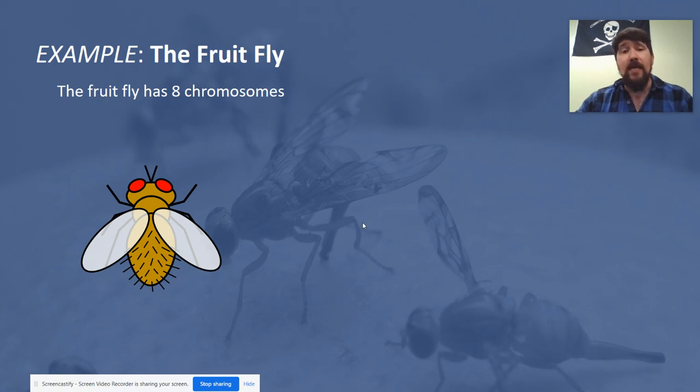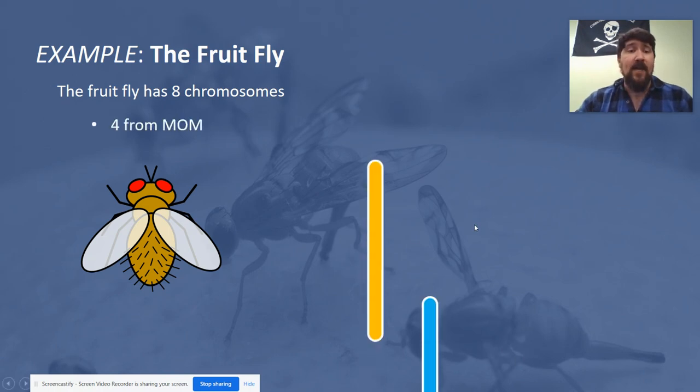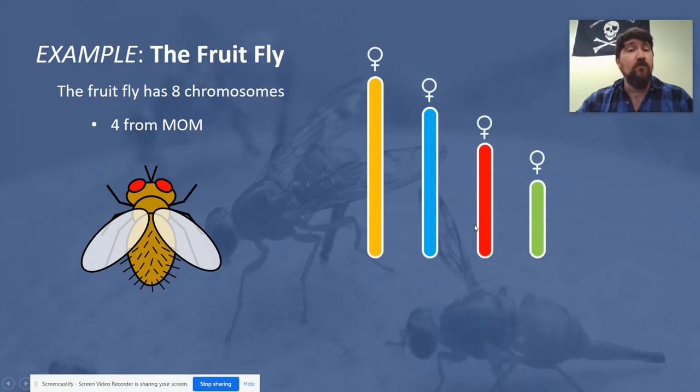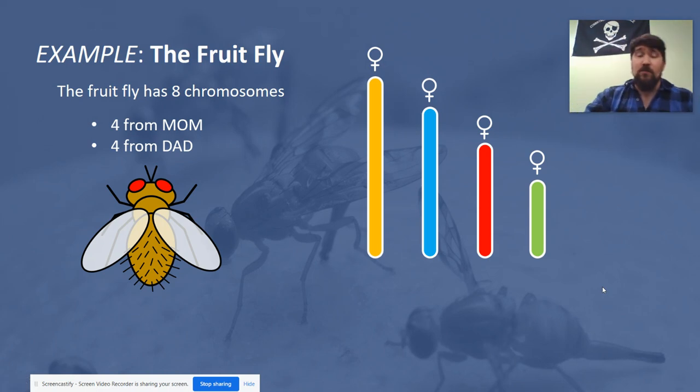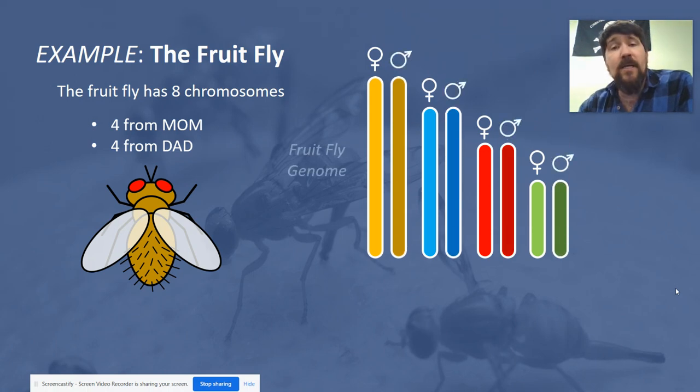So the fruit fly has 8 chromosomes. Here are the chromosomes. They get 4 from mom, and they got 4 chromosomes from their dad, right? So here are the chromosomes they got from mom. Now remember that all chromosomes need a partner, creating a homologous pair. So dad's chromosomes will come in here and partner up with mom's. And so this would be the genome of a fruit fly, looking at it in chromosome form.